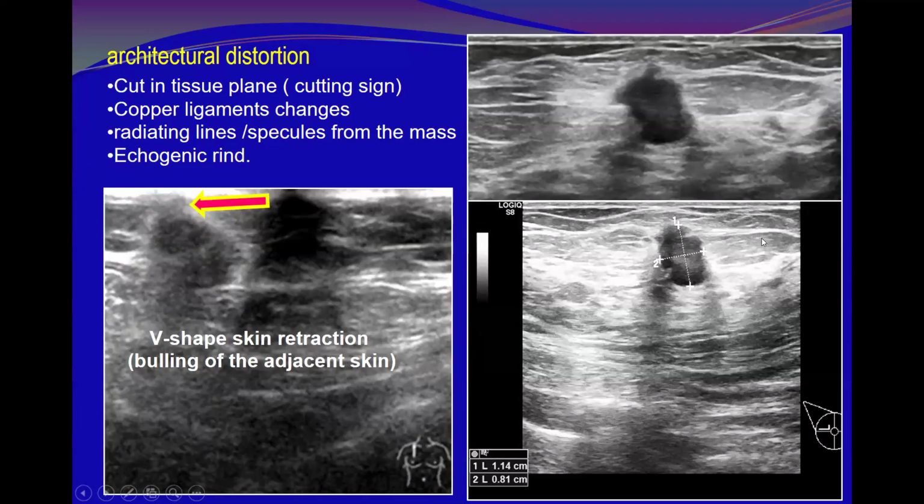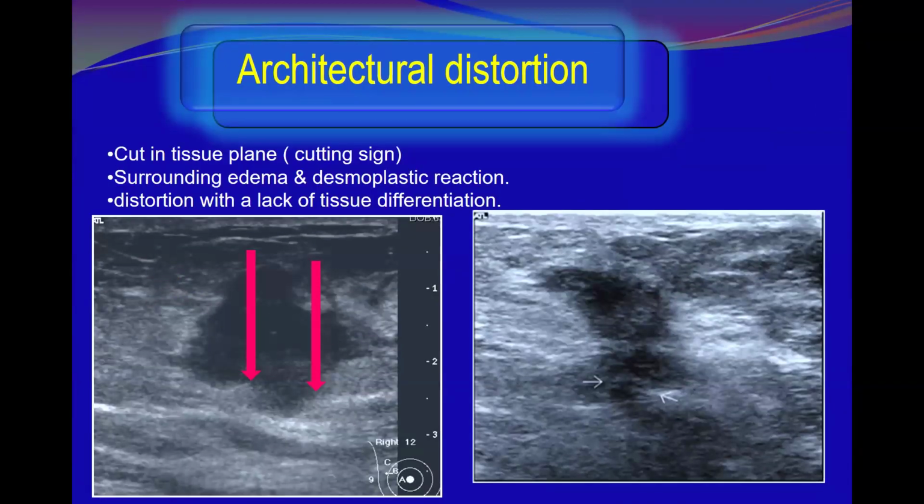And here you can see change in the Cooper ligament, thickened and pulled toward the mass with these echogenic radiating spicules. Architectural distortions. This is obviously an irregular hypoechoic or deeply hypoechoic mass. Can you see the cut in tissue plane here? This is also my patient. Again, can you see the cut in tissue plane? So these all are invasive duct carcinoma presenting with architectural distortion, specifically cutting signs.